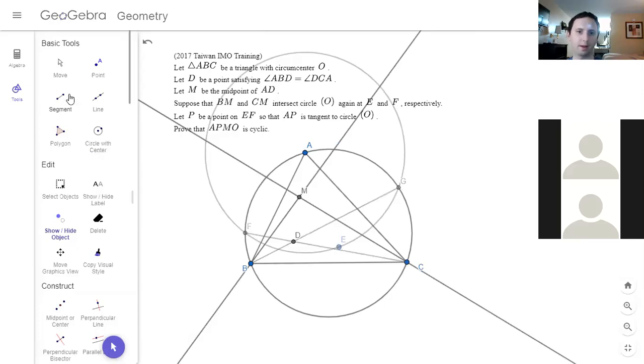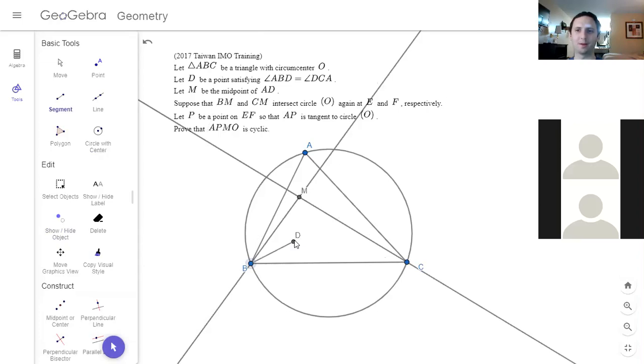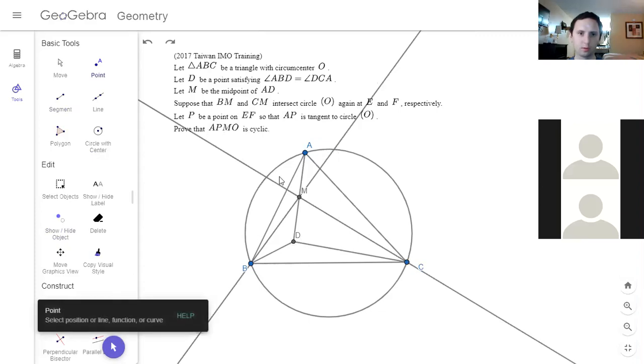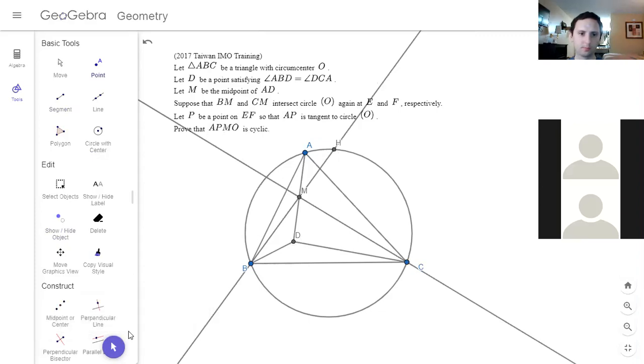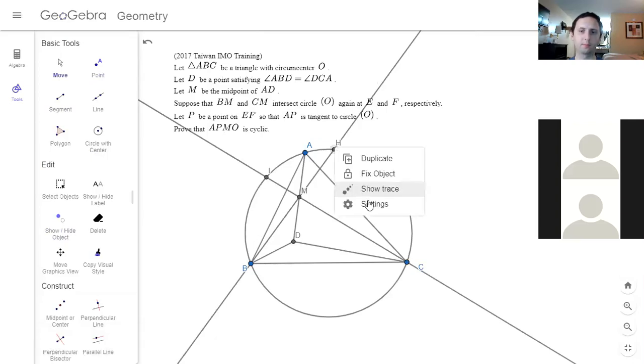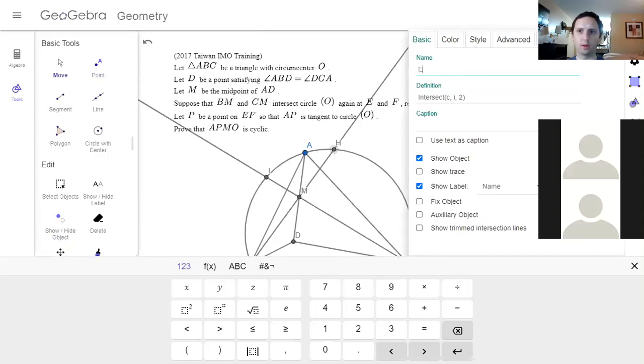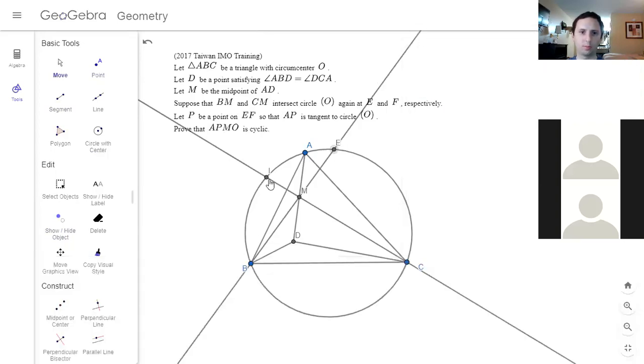In this contest, they actually give you pictures for all the problems, even though you probably don't need it. But yeah. So all right, so this is E. And this point is F.